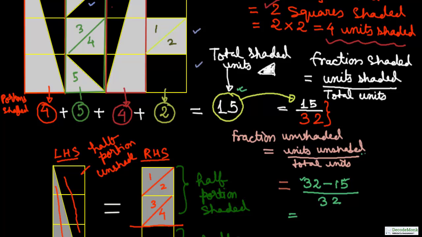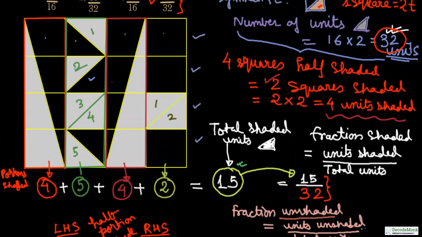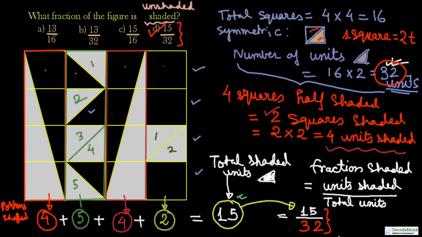minus total shaded units. You can do it this way, or you can count the total number of unshaded units following the same procedure as I have done for the shaded portion. So 32 minus 15 will be equal to 17 by 32. So this will be the answer if you are asked the fraction unshaded for the figure. Then this would have been the answer for the question. But here the question asked is the fraction of the figure shaded. So the answer will be 15 by 32.